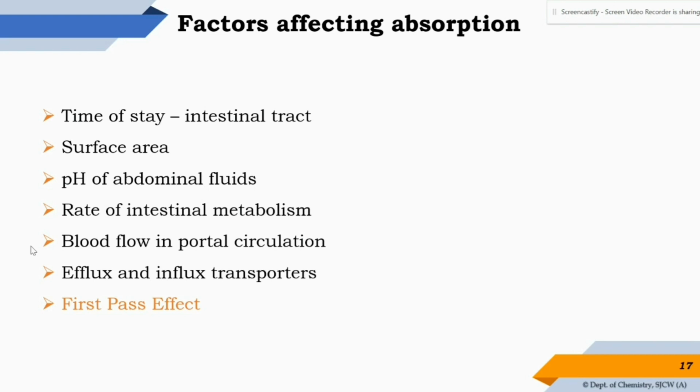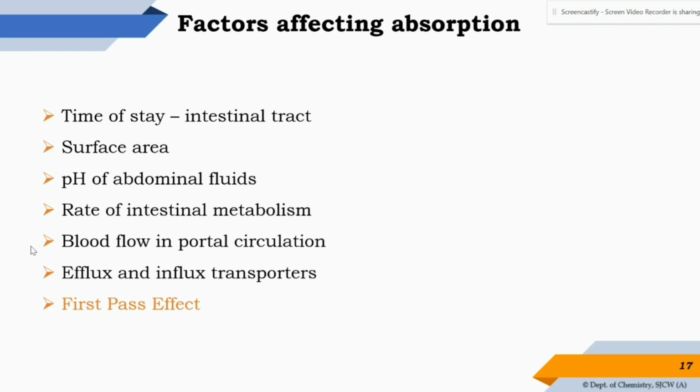So the absorption is also controlled by efflux and influx transporters. And most importantly, the first pass effect. The liver has a function of metabolism, during which the concentration of the drug may be reduced. That effect is what is called the first pass effect.